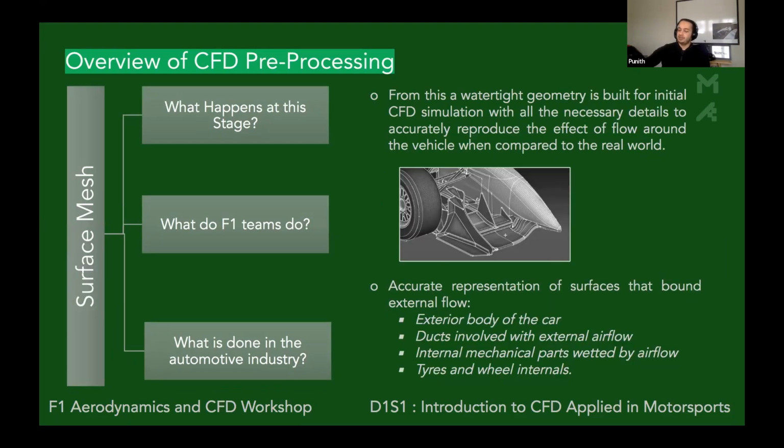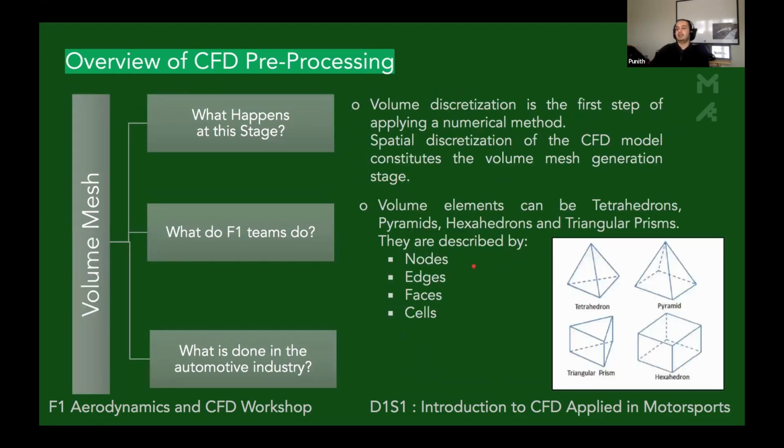Once you've described your surface, the next step is generating a volume mesh. So what happens at this stage? We then discretize the volume around the car into volume cells because the mathematical equations that I showed you are applied on these cells as a simplification. And this is called spatial discretization of the CFD model. It constitutes generating volume mesh cells. And an example of some of these cells are shown here, different kinds of cells. We'll talk about this a little bit later, why we would prefer a certain type of cells as opposed to others.